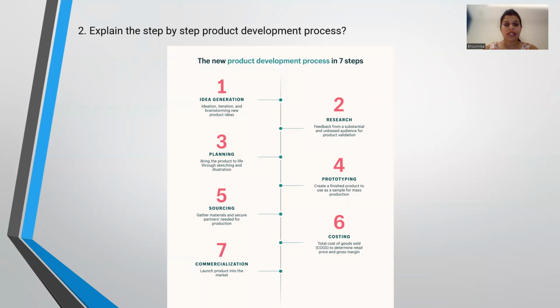So explain the step-by-step production development cycle. See, there are 7 basic steps which your development process requires. So the first one is the idea generation. Let me give you an example. We have to develop a stick or something.